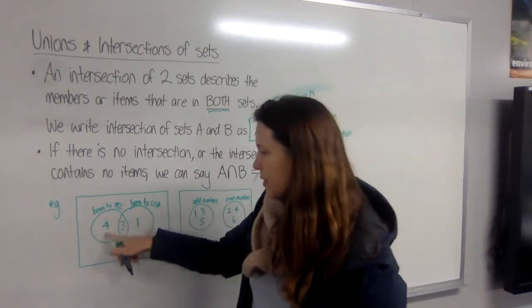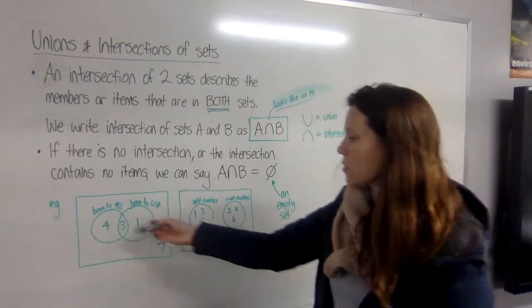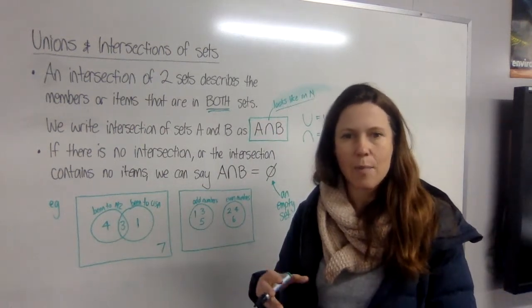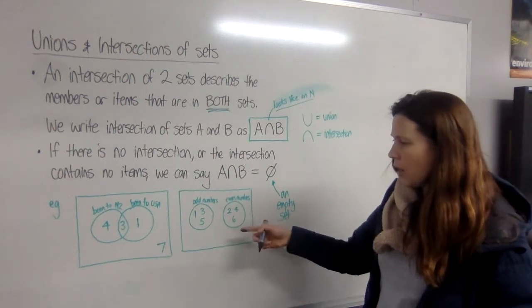So here I haven't listed the individual students' names. I could have done, it wouldn't take too long, there's not too many of them, but instead I've just written how many there were. In this Venn diagram, I've done something different.